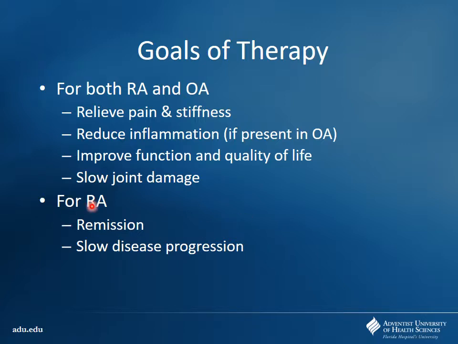With RA, we know just like with other autoimmune conditions, you can have flare-ups. You can have peaks and valleys in their symptomatology. So we'd like to have remission of symptoms and try to slow down the disease progression.